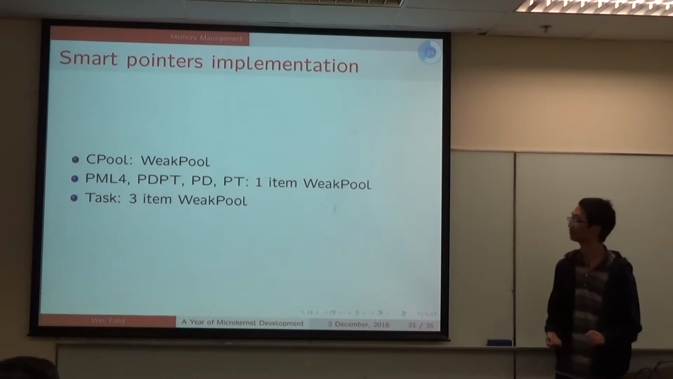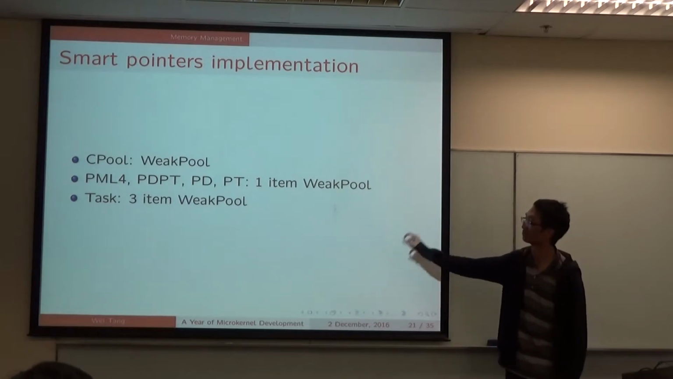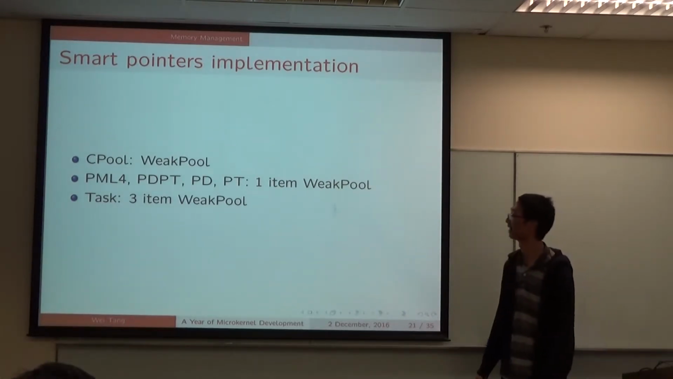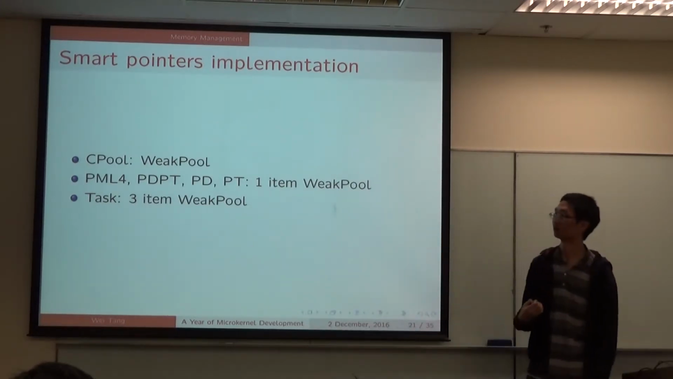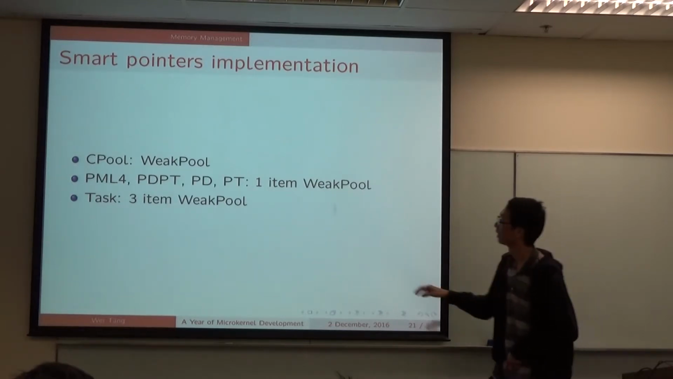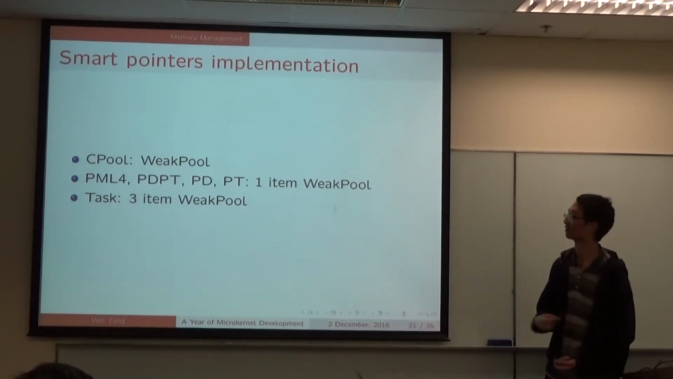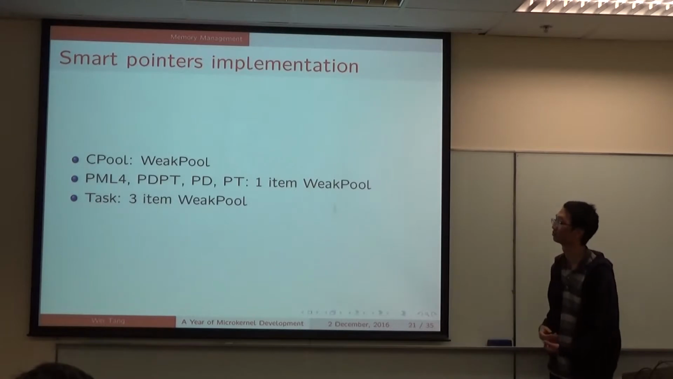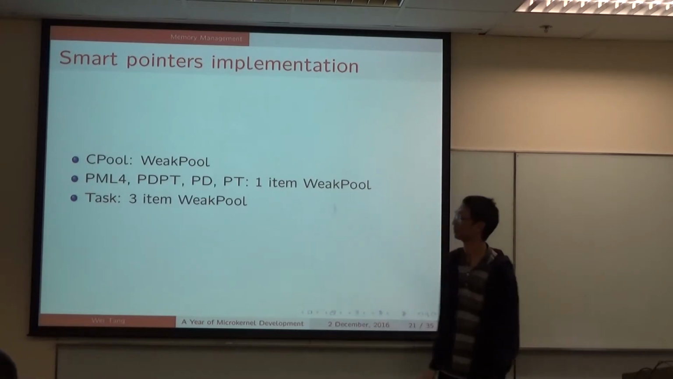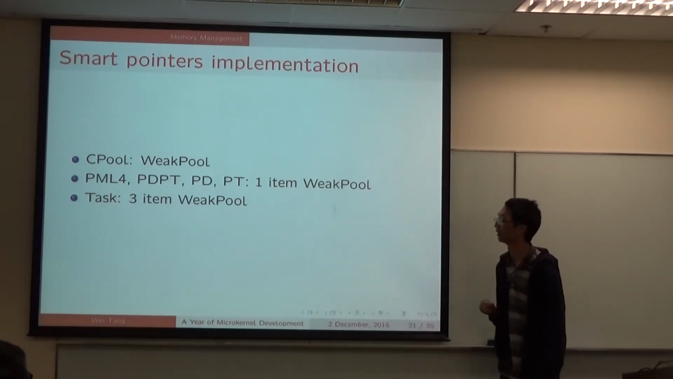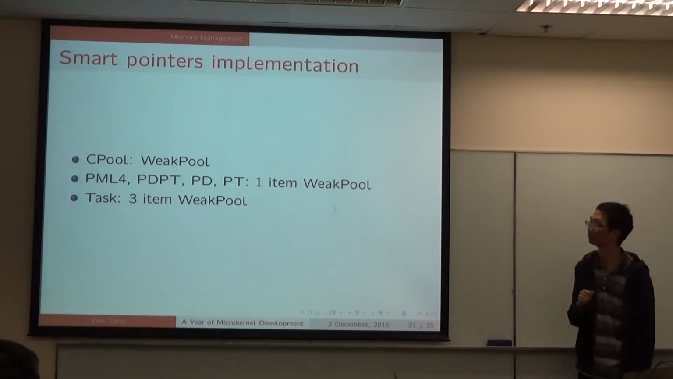So using this solution, we can just represent the capability pool as a weak pool, because that's what it is. And also for the PML4 for the KPT, because we need to know whether those paging capabilities are actually mapped, it also needs a pointer, and this pointer is a one-item weak pool. And for a task, we need a pointer to the PML4, a pointer to a C pool, and a pointer to a text buffer, so that makes it a 3-item weak pool.